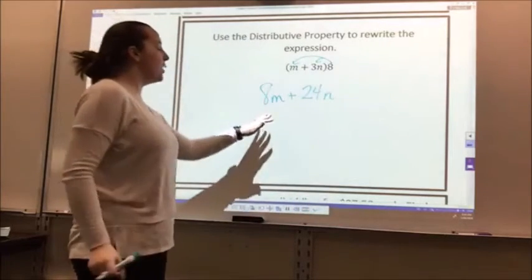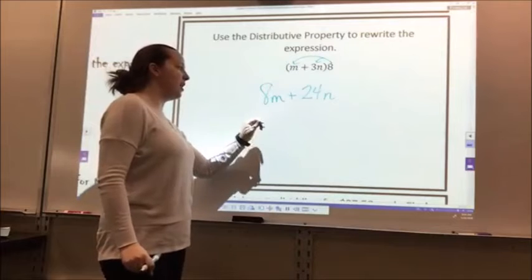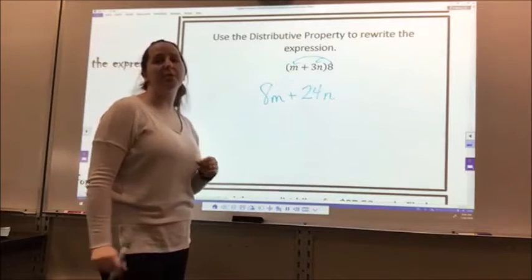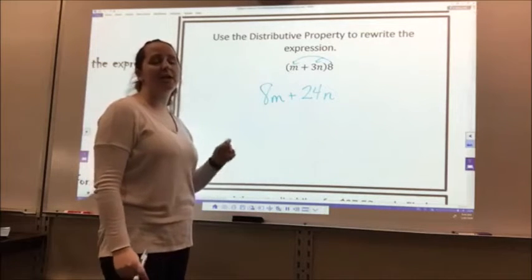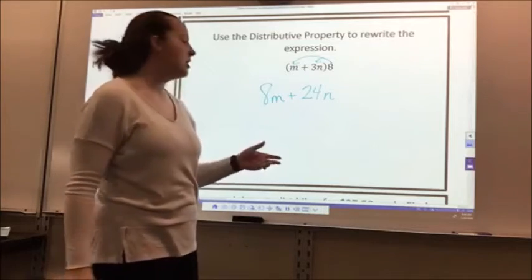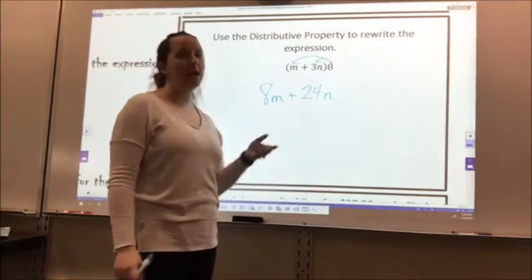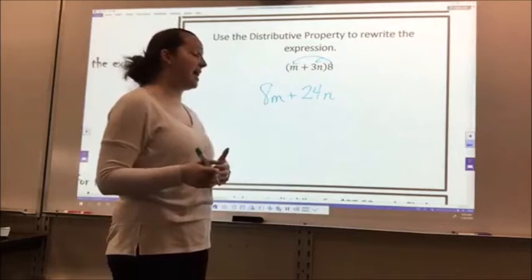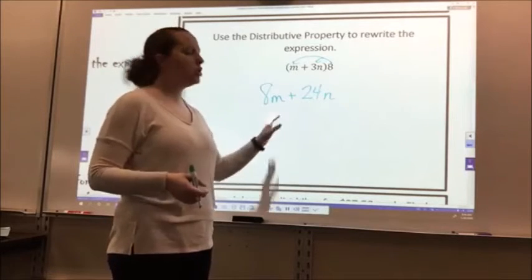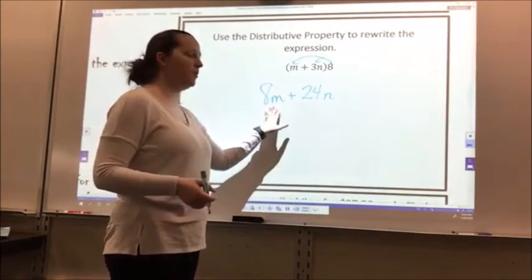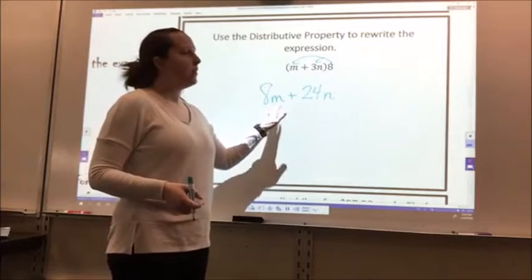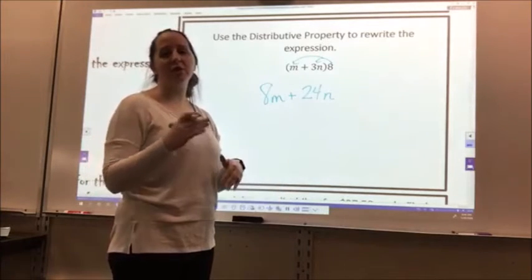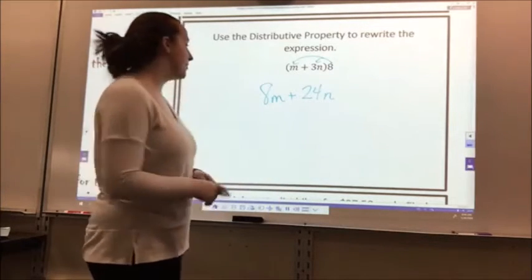Okay. When you're dealing with variables and you have two different variables, it's usually customary to write them in alphabetical order. So in this case, m then n. You can write it as 24n plus 8m, but it's usually done where it's variables in alphabetical order. When you're dealing with exponents, you'll actually write them in exponential order.